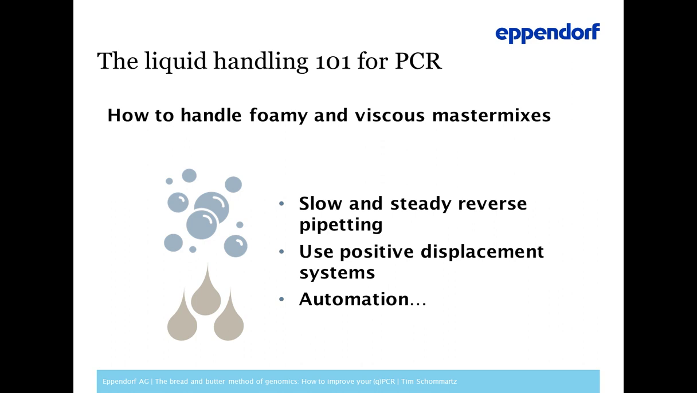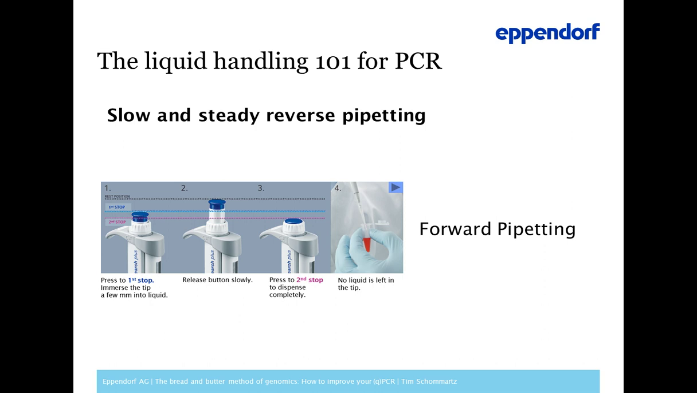If you have really tricky mixes, you can use positive displacement systems, and there is the option of using automation. To this I will come a little later. So what do I mean with slow and steady reverse pipetting?